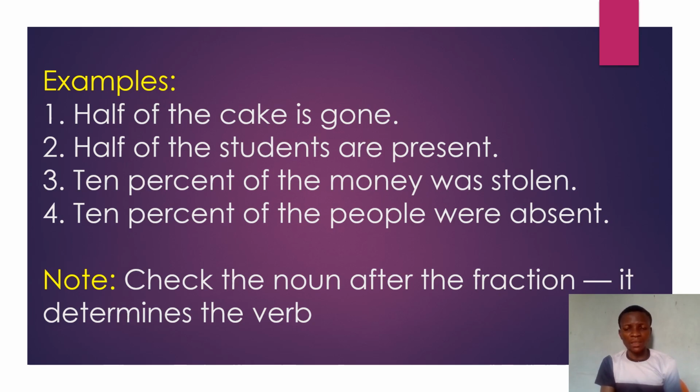Now note, check the noun after the fraction. It determines the verb. After the fraction in half of the cake, the cake determines the verb. In half of the students, the students determines the verb. In 10% of the money, the money determines the verb, while in 10% of the people, the people determines the verb. How do you understand? These are the 15 major rules of Concord.